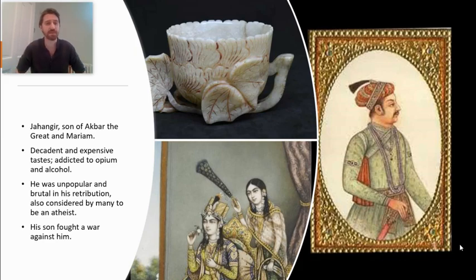Now I'm going to move on to Akbar's son, Akbar and Mariam's son, Jahangir. Now, Jahangir inherits an incredibly wealthy empire. At this point, 25% of the global economy is based in India. Akbar has solidified India as probably the global power at the time.